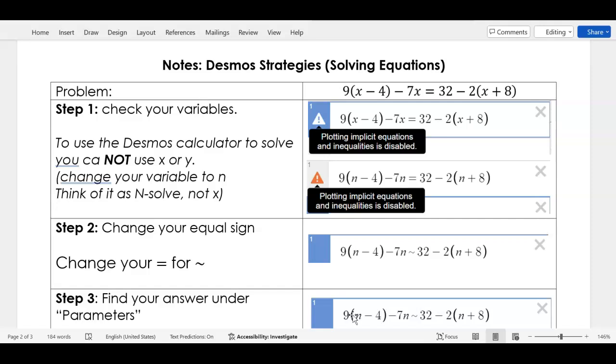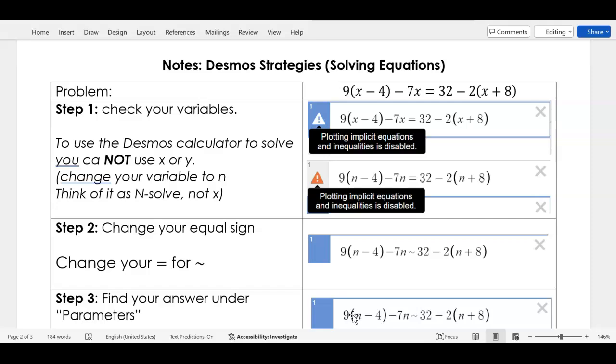So here's the deal. Step 1, does everyone see it? Step 1 says, check your variables. To use Desmos calculator to solve, you cannot, this is a typo, but you cannot use x or y. So look, we started with x on this formula. You can't use x, okay? So here's what I like to remember. We used to call it n-solve, right? So instead of x, we're going to use an n. Sound good? So if you see an x, you need to rewrite it, retype it, but you need to use n instead.